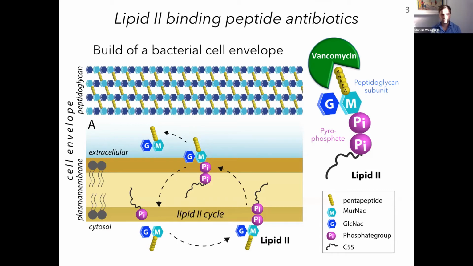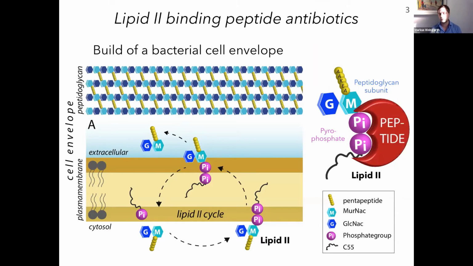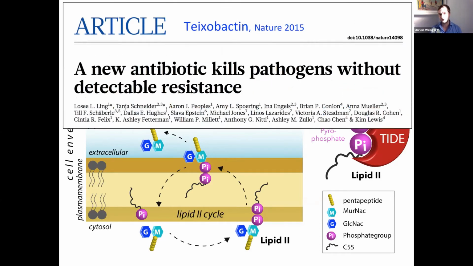We work on antibiotics that have a smarter binding mode. Our antibiotics bind here at the pyrophosphate. Since phosphate groups cannot be mutated, this binding mode is ultra refractory to the development of antimicrobial resistance. And it's also very powerful. For example, a few years ago, teixobactin was discovered.